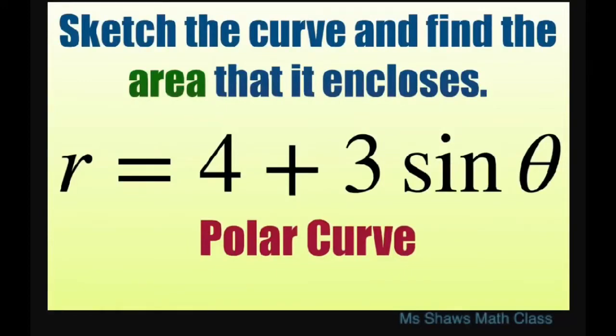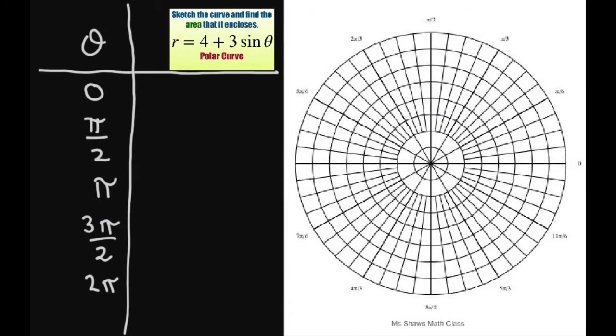Hi everyone, we're going to sketch the curve and find the area that it encloses. r equals 4 plus 3 sine of theta. This is a limaçon without an inner loop because 4 is greater than our 3 here. And I'm assuming that since we're having to do the area here that you're more familiar with polar curves.